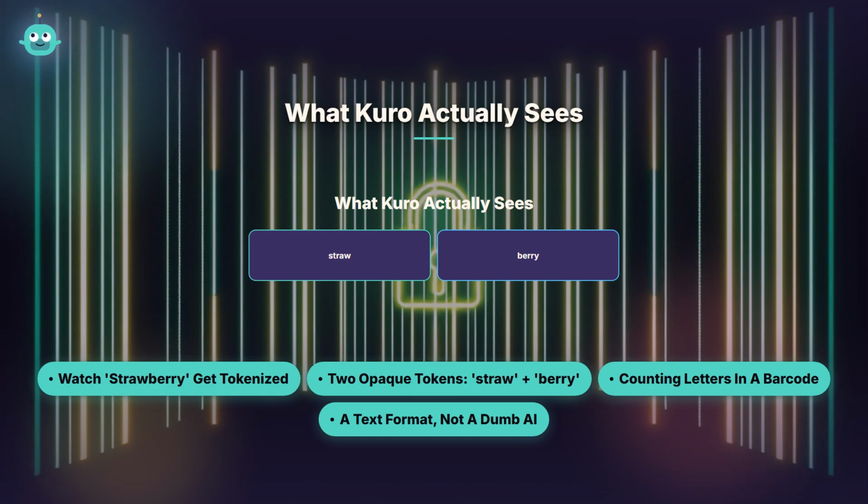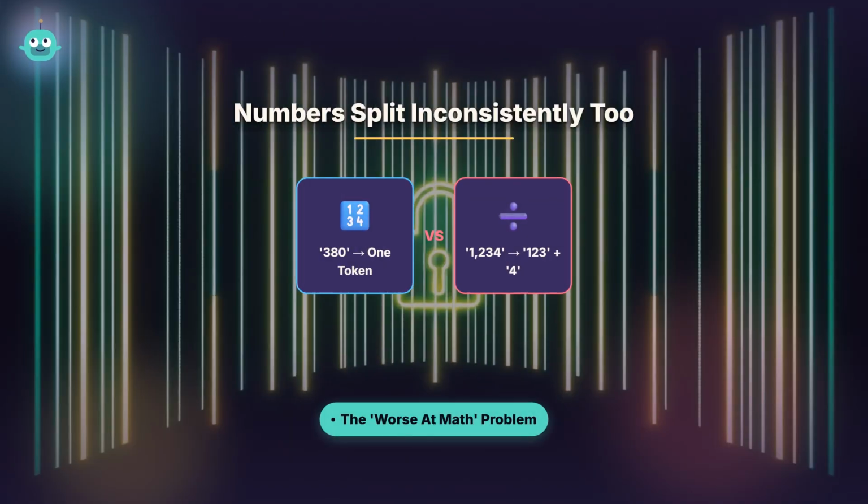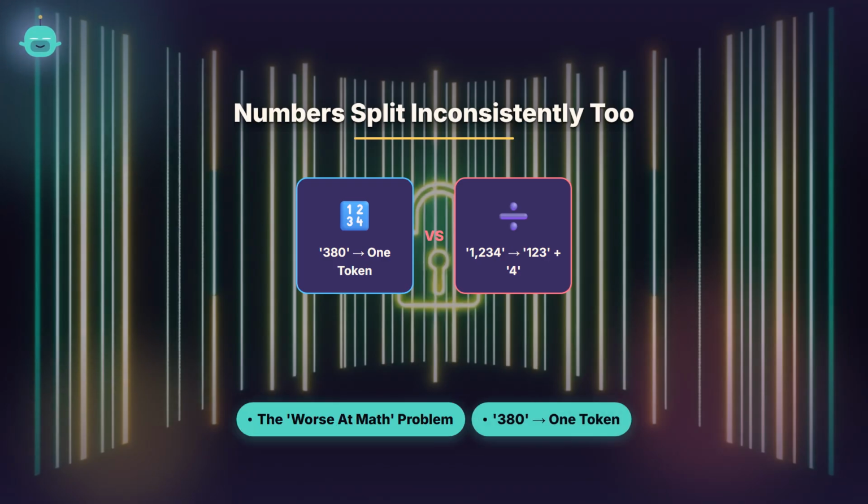Not a dumb AI, a text format it was never given. And letters aren't even where this gets worse. This is that quietly worse at math problem I teased back at the start, and it comes from the exact same root cause. Digits don't split consistently.